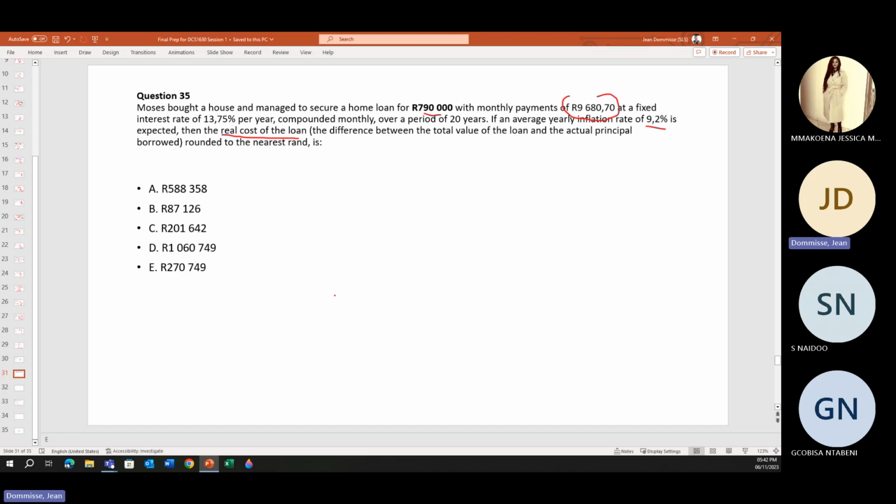So again, for that real cost, we will work out that the real cost of the loan is basically your total value, with the installments that we pay, minus the home loan original amount that we secured. That will give us our total real cost. So again, we'll use the calculator.